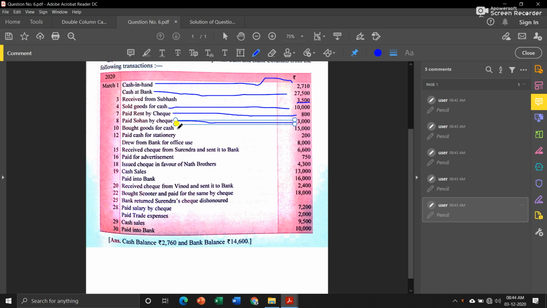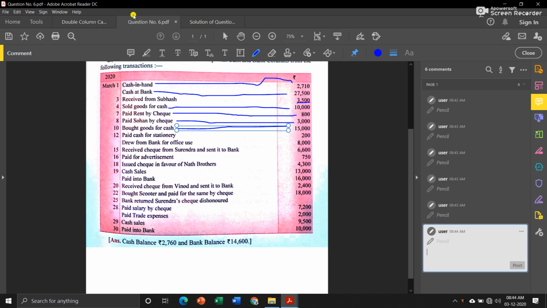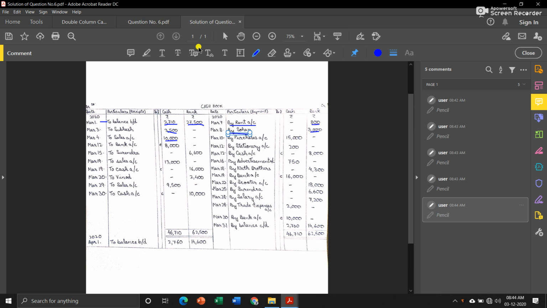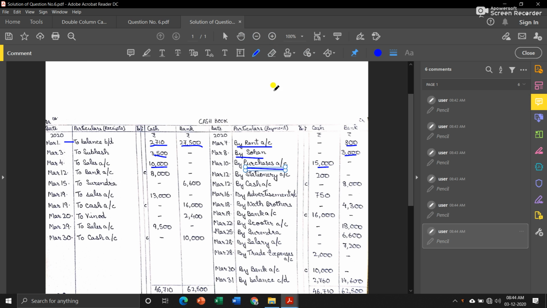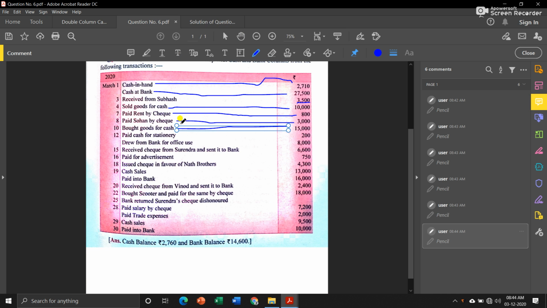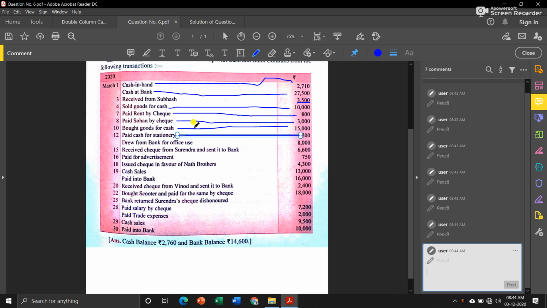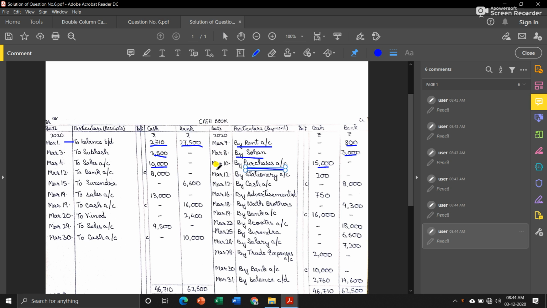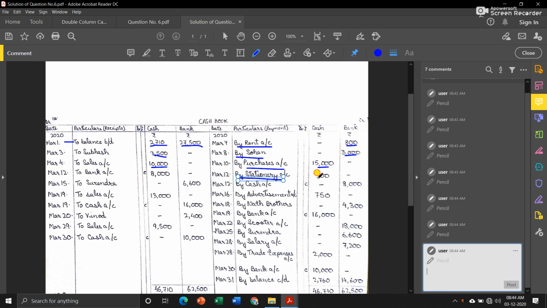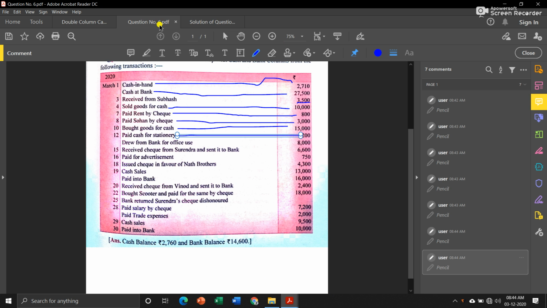Then next is bought goods for cash rupees 15,000. That means we bought goods and we made the payment in cash, so we will write "By purchases account" rupees 15,000. Then next is paid cash for stationery rupees 200. So we will write "By stationery account" rupees 200 in the cash column because we made the payment in cash.